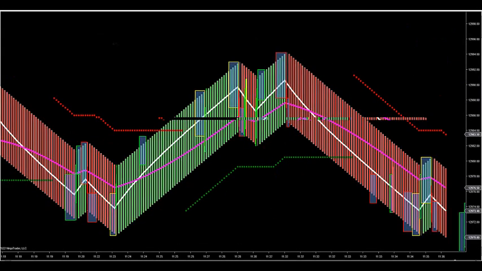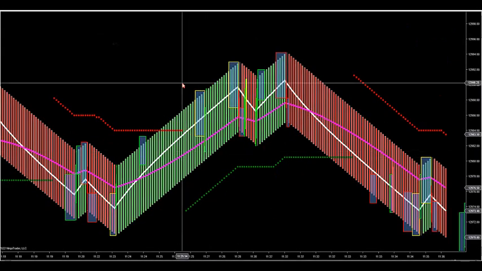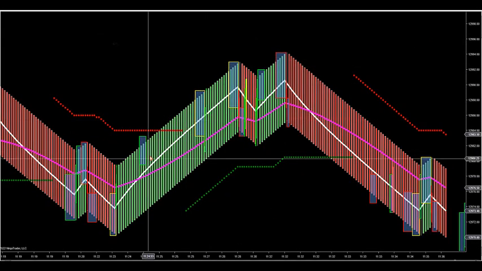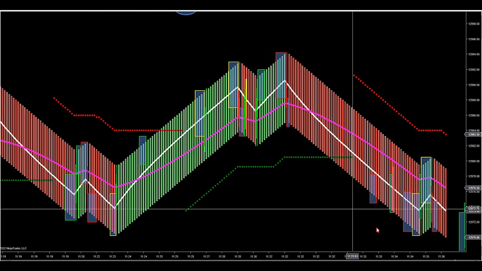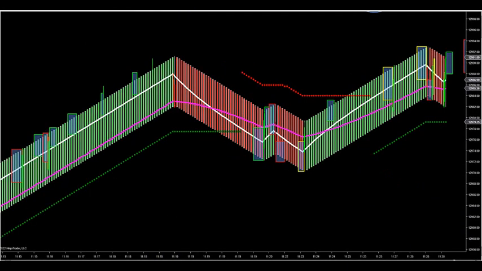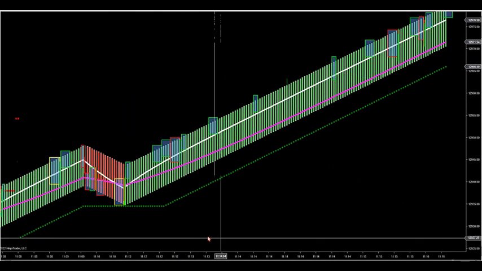Another one. Now watch. But see, you don't take them if this happens right here. If you have green, green, green, green, and the red dot pops up, what does that mean? Can't take it. Continuation to the upside. You forget about it. Find another one for you.